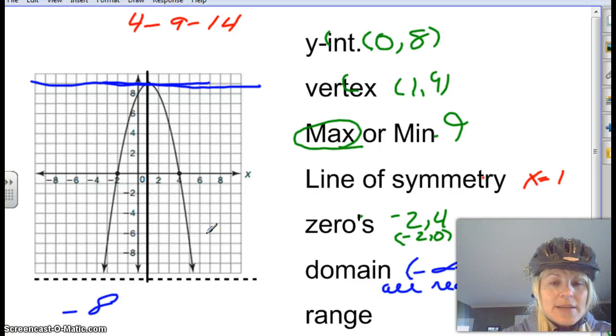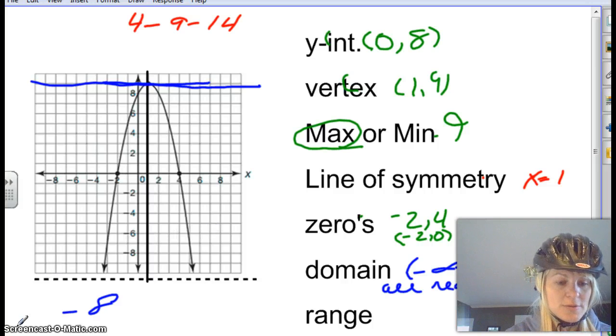All right, so that's it. So you have to be able to do the y-intercept, the vertex, the max, the min, the line of symmetry, the zeros, the domain, and the range.